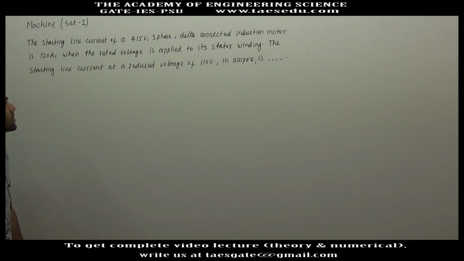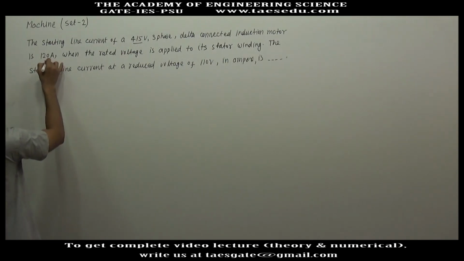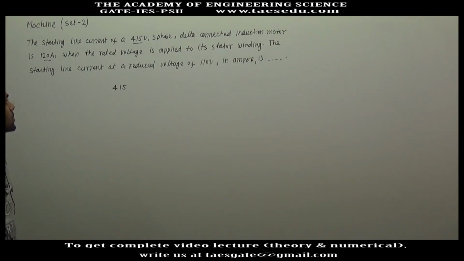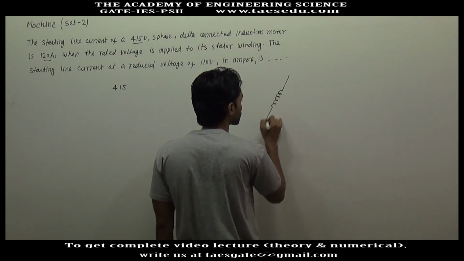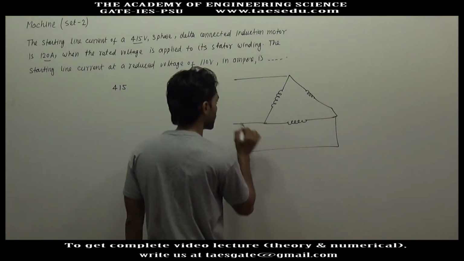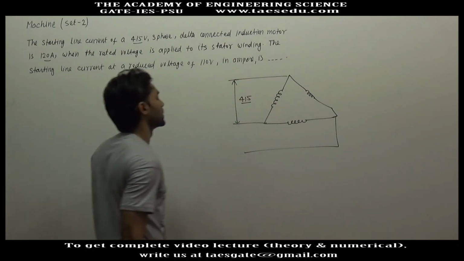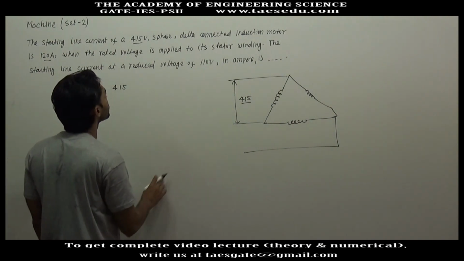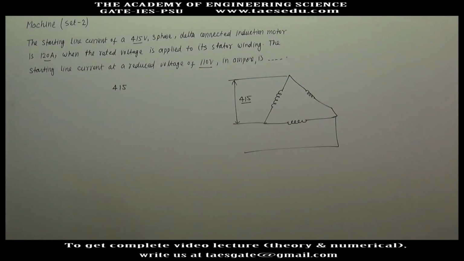To a delta connected induction motor, when rated voltage of 415 volt is applied, the line current is given as 120 ampere. When the rated voltage of 415 volt is applied to its stator winding, the stator windings are connected in delta fashion, and these are the line of supply. Here 415 volt is applied. Now we have to find out the starting line current when a reduced voltage of 110 volt is applied.